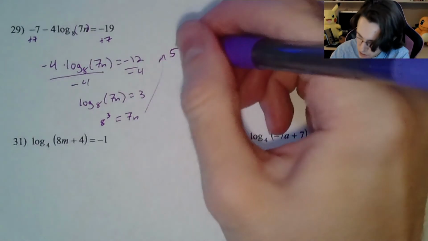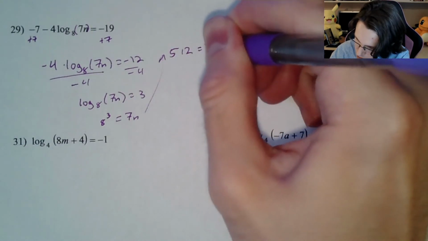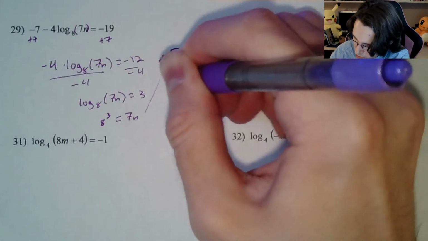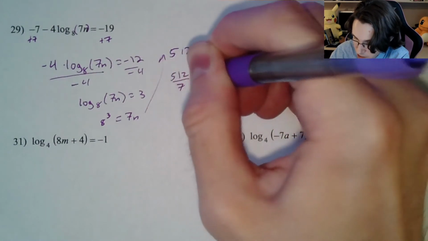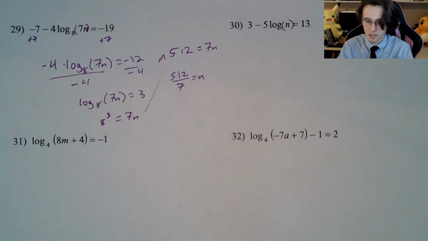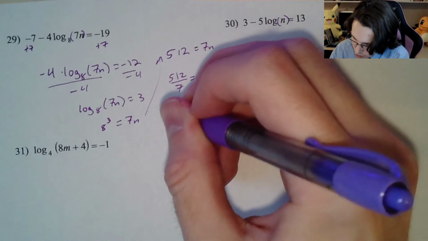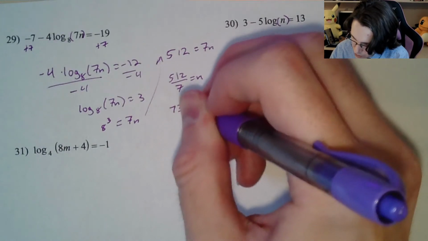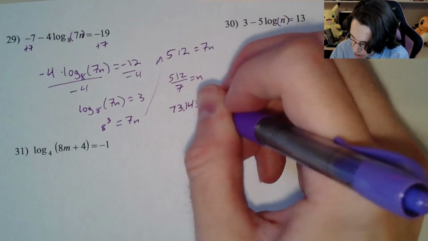We got 512 is equal to 7n, and then we have to divide both sides by 7. 512 over 7 is our exact answer, and if we wanted an approximate answer, we can get that on our calculator. Turns out that is 73.143 is approximately equal to n.